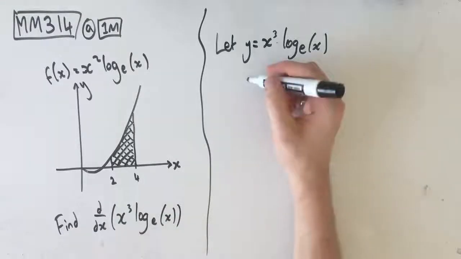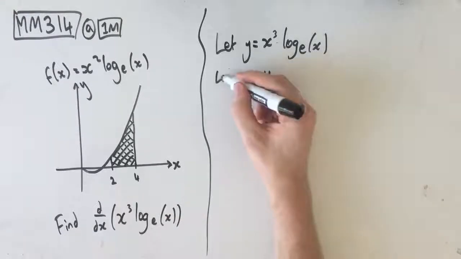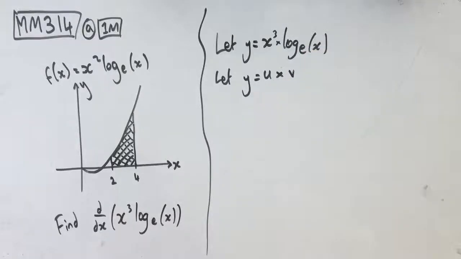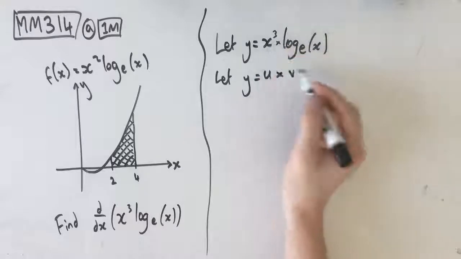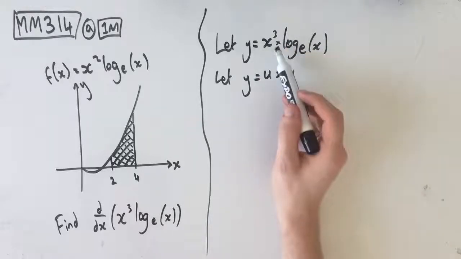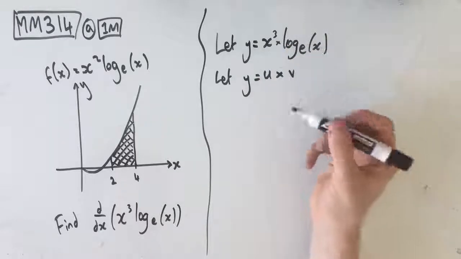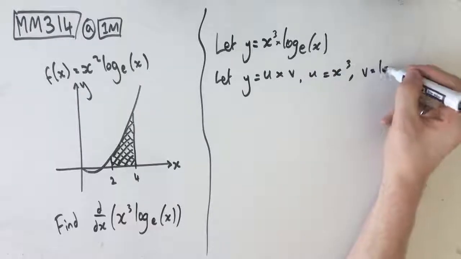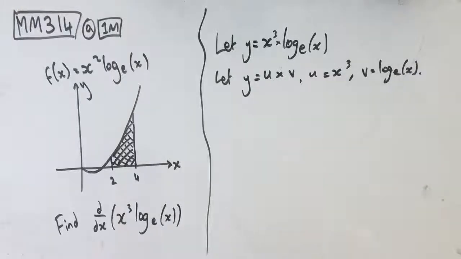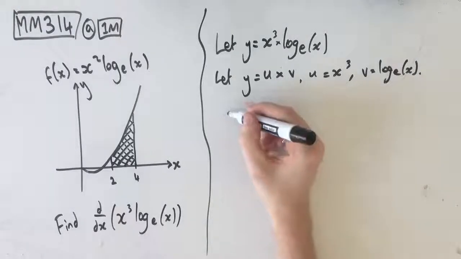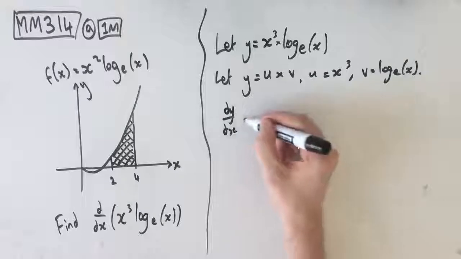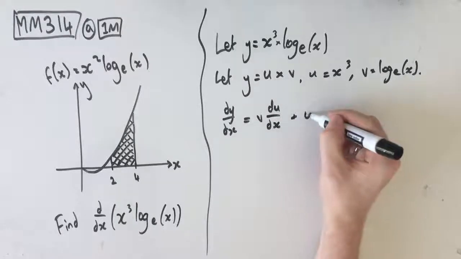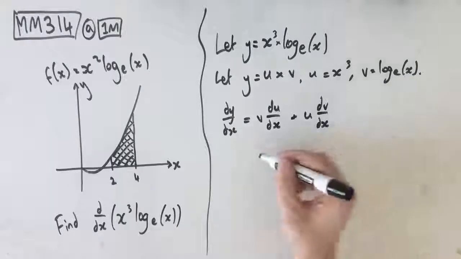Cool. And then we're going to say let y be equal to u times v, because remember there's a little times in between here. And the only way we're going to be able to find the derivative of this is by using our product rule, right? Because we've got a product here, a function times another function. So where u is equal to x cubed and v is equal to log e of x. Awesome. So from here, we know that due to our product rule, dy dx is equal to v times du dx plus u times dv dx.